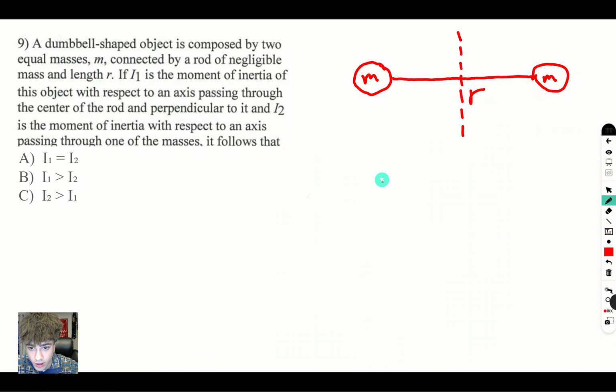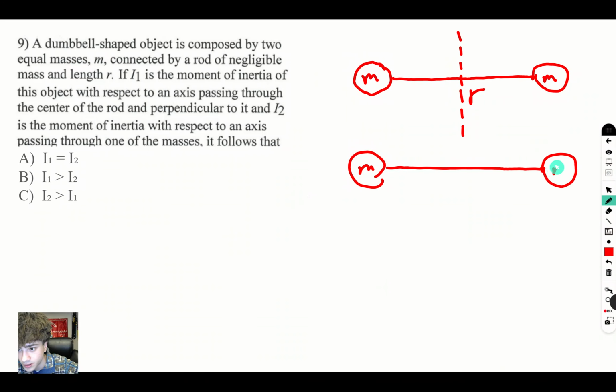And now let's draw the second one. We have m, a massless rod of length r, another m, and this time the axis of rotation is going to be through one of the masses, and from here we're going to calculate the inertias of both of the systems.